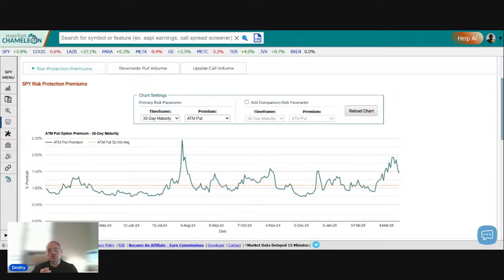And that's just quickly to put things in perspective. Now, what if we wanted to change the moneyness of it? So with the moneyness, we don't have to just look at the money.